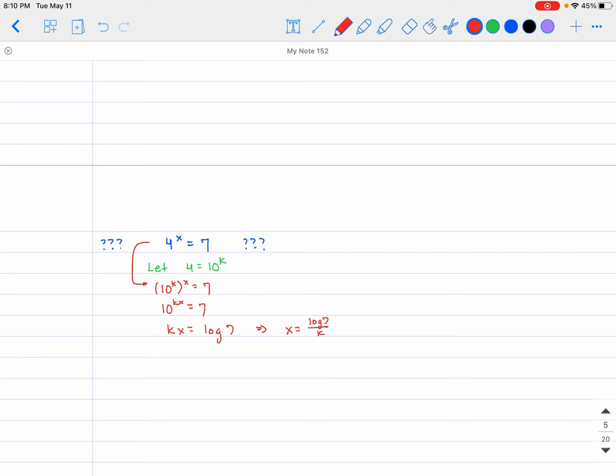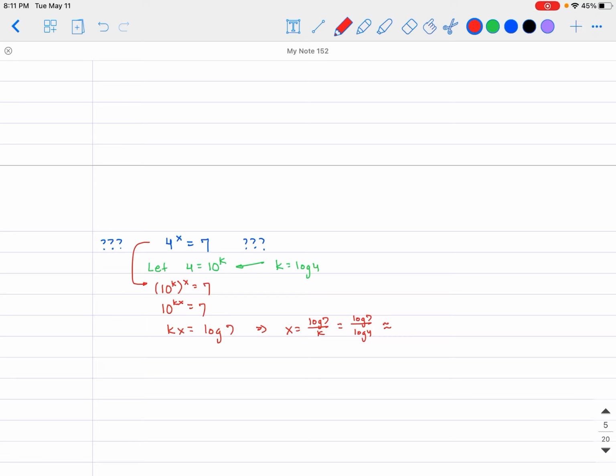And that right there runs into a little bit of a problem because, well, x is equal to log of 7, which I can find. But what is k then? Well, that's where your middle step, your substitution, comes in. According to 4 is equal to 10 to the k, that means that k is equal to the log of 4 because of our definition. And so my final answer is going to be the log of 7 divided by the log of 4.